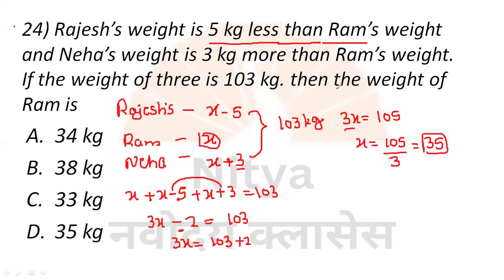x means Ram, no? So here the question asks for the weight of Ram. So you have to find Ram's weight. Ram's weight equal to 35 kg. So option number D is the answer. 35 kg. Okay. So the next question.